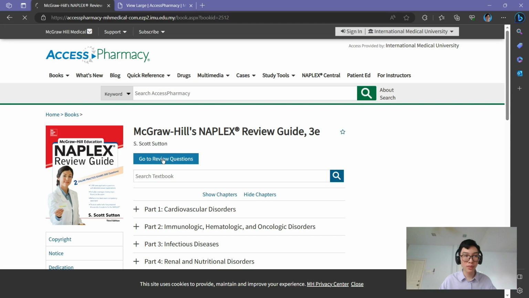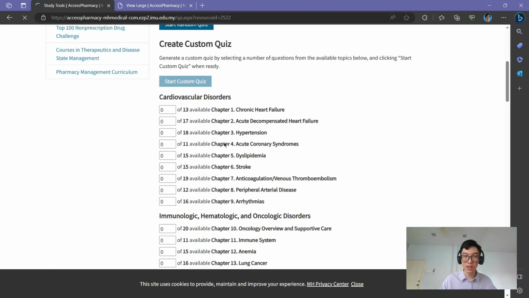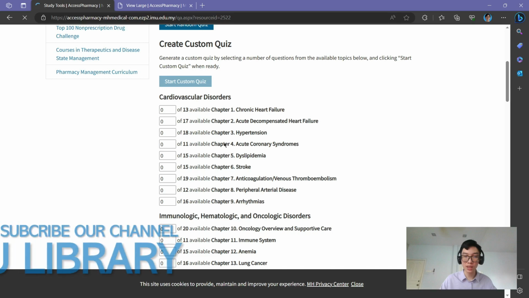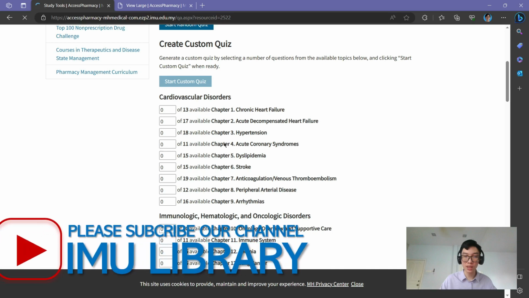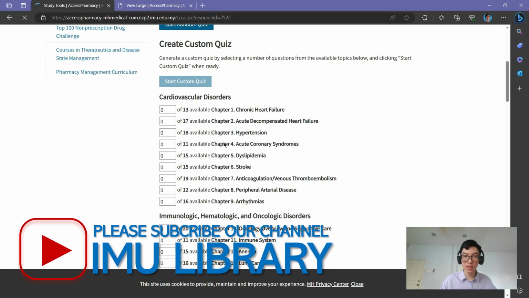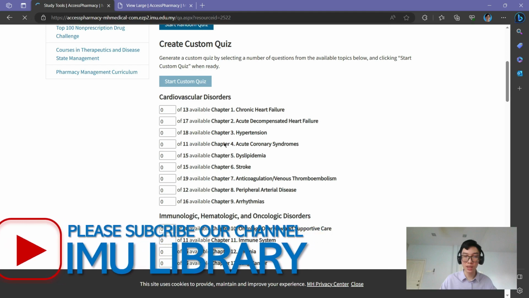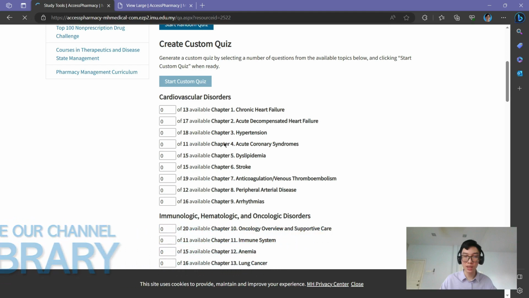In some sense, it's very similar to MBOS for medical students. You can do your quiz and test your ability, your pharmaceutical abilities, I would say. There are also flashcards you can use to remember things. So it's very nice. In conclusion, I would say it's very helpful for revisions, especially for our pharmacy students.